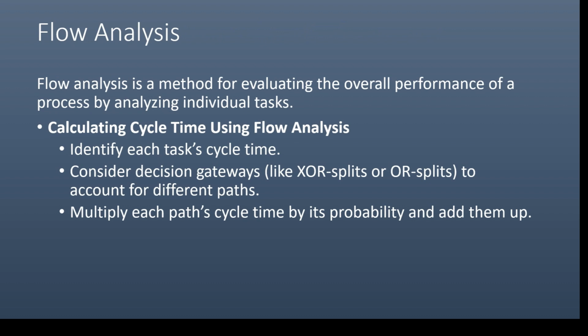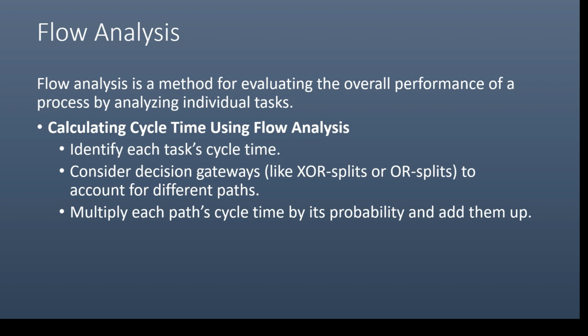What is flow analysis? It's a method for evaluating the overall performance of a process by analyzing each individual task. It involves calculating metrics like, as we discussed previously, cycle time, cost, error rate, and so on. To calculate cycle time using flow analysis, we add up the average times of each task in the process, considering all possible paths. If there's a decision point, we factor in the probability of each path being chosen.